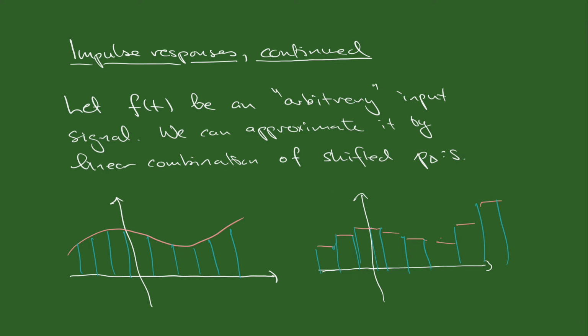So why did we go through all that trouble to talk about the impulse response of a linear time invariant system? Well, the point is that the impulse response tells us more or less everything there is to know about the linear system. And why is that? Well, the main observation is that any reasonable input signal can be approximated by linear combinations of shifted rectangular pulses.